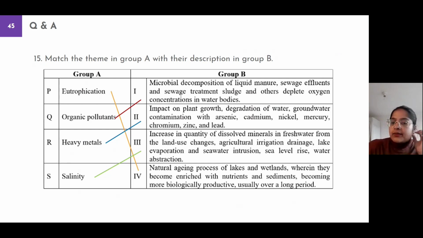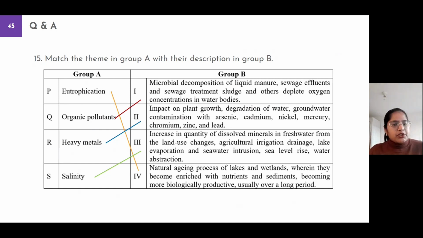And we see instances of lakes having more biologically productive water, where you see a lot of green layer coming up on lakes and water. This is because it has been enriched with more nutrients and sediments, which are causing more growth of the biological systems in the lakes and wetlands. So eutrophication is associated with lakes and wetlands. So P matches with 4.